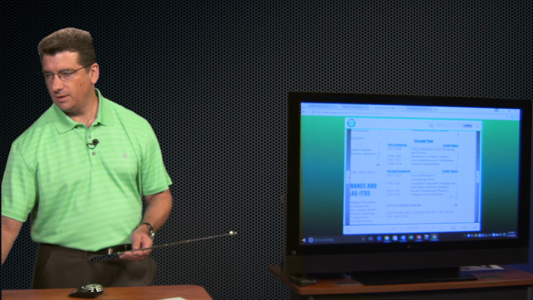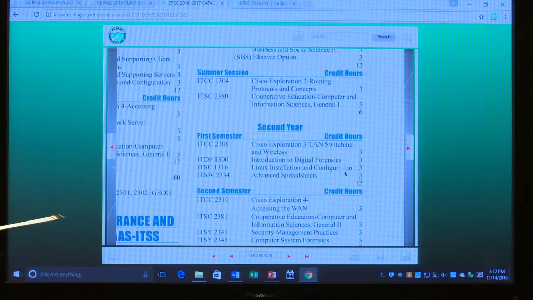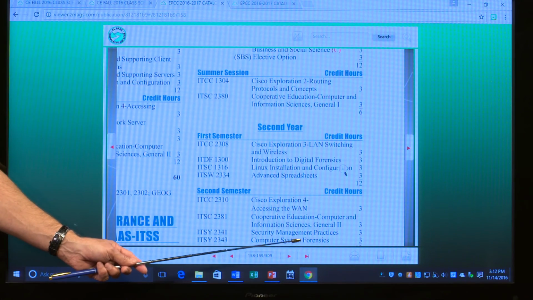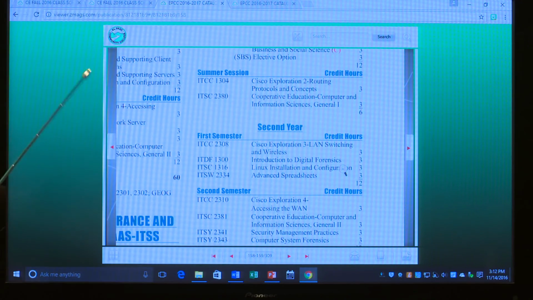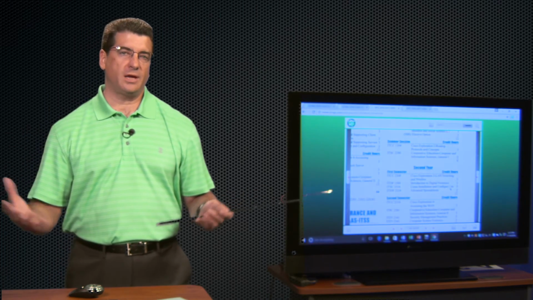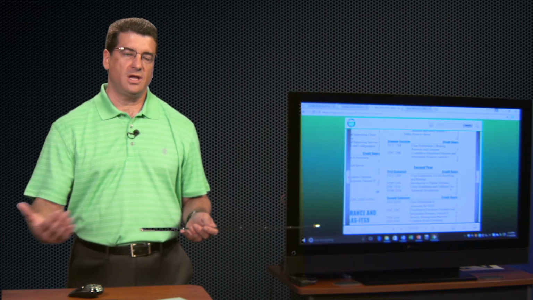Right there. Okay, so you have things like system forensics that you did not have in the other one, security management practices. So a couple classes more related to security. Okay, so that's when you say professor of information technology, that's what I do.